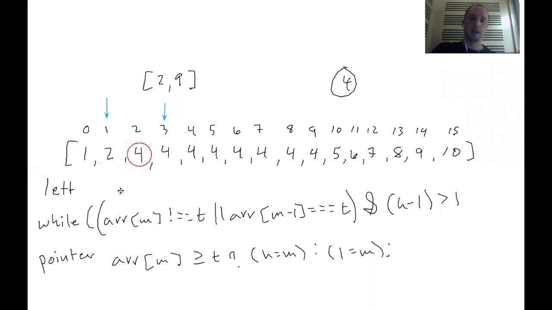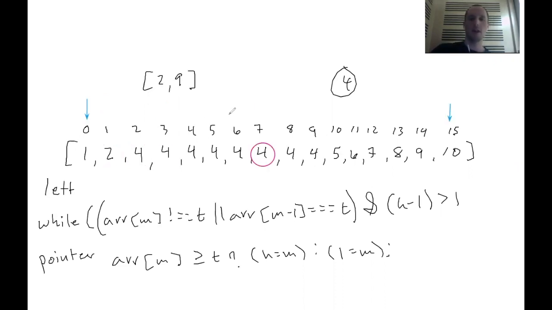So we'll ask ourselves again, is our current value not equal to the target? Well, that's not true. What about our current index -1? Is that equal to the target? Well, that's not true either. So we're done looping, and we know we've found our first index. So we'll move that into our answer set, and we will now find the right bound, right? So we'll reset this problem.